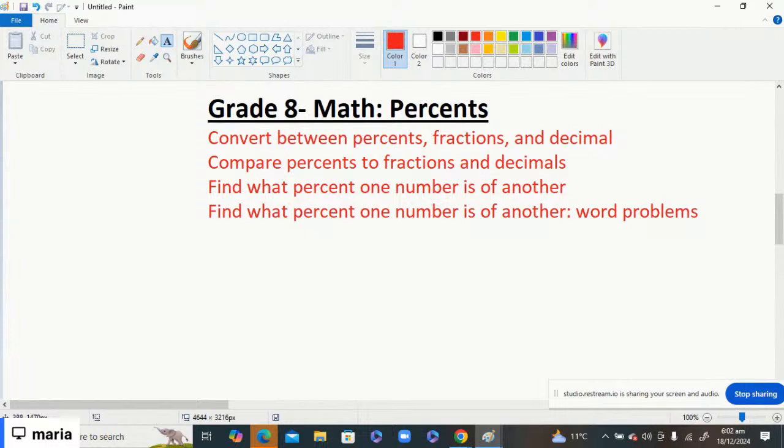The lessons we cover today are: convert between percents, fractions and decimals; compare percents to fractions and decimals; find what percent one number is of another; and find what percent one number is of another word problem.